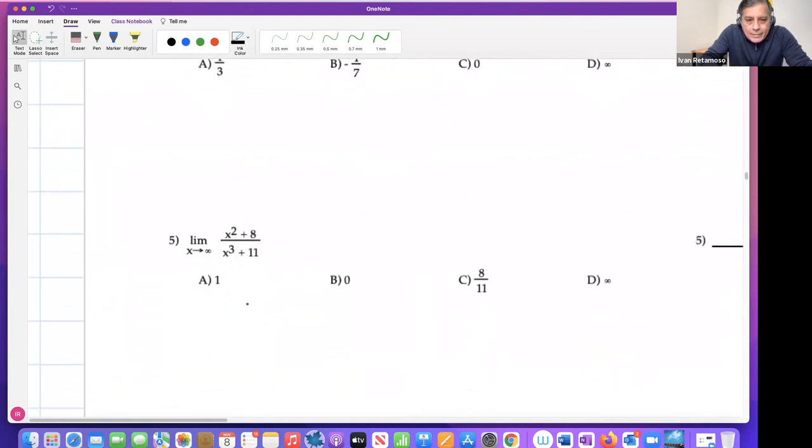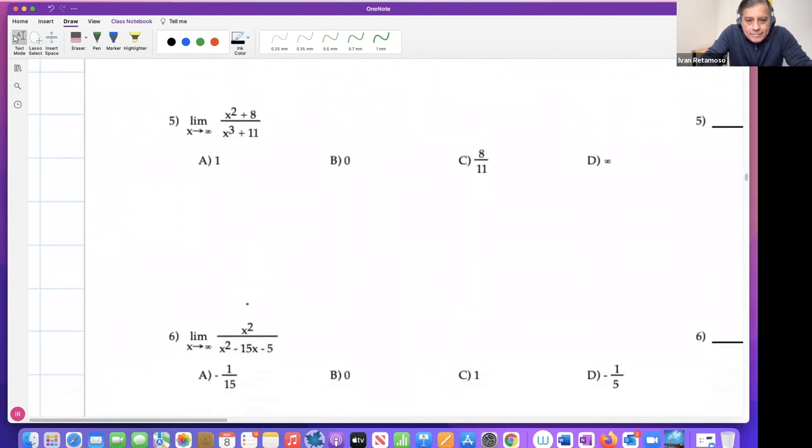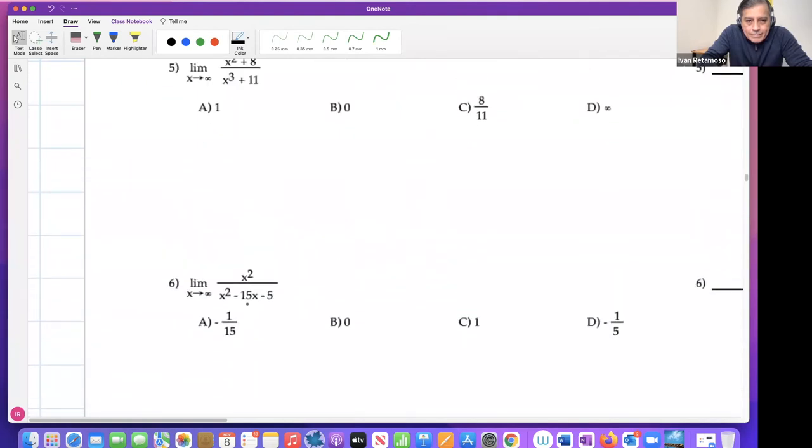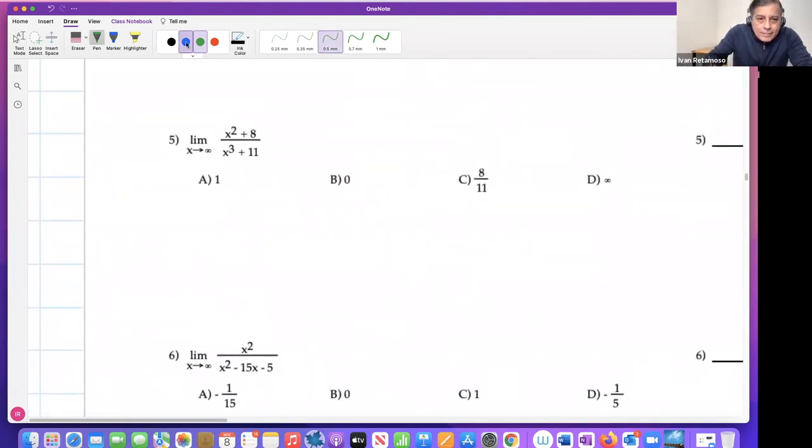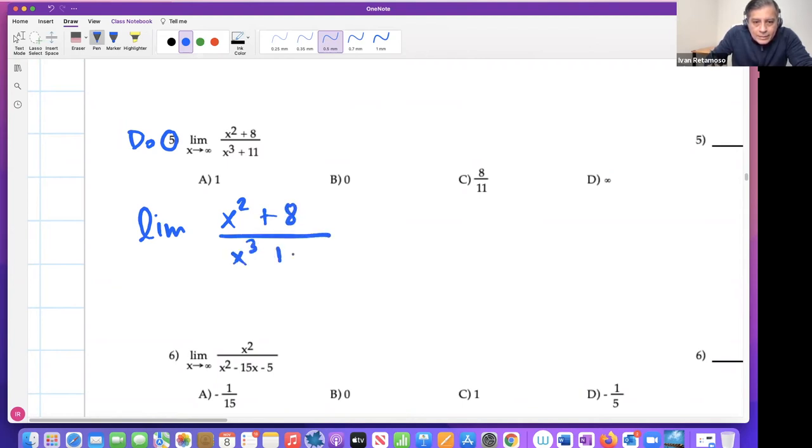I want to try something else. Yeah, let's try this one. Can you try this? Limit of x squared plus 8 over x cubed plus 11, as x approaches infinity. And hint, when you look for the highest power on the denominator, it turns out to be this, right? So divide everything by that, every component, and figure out what is left. And according to that, make your choice.